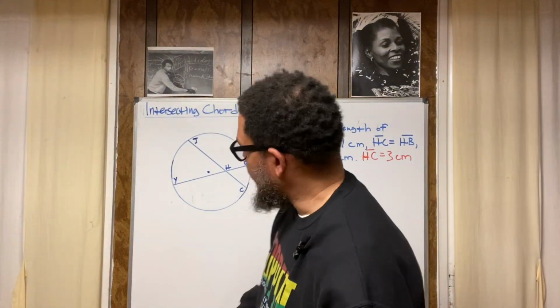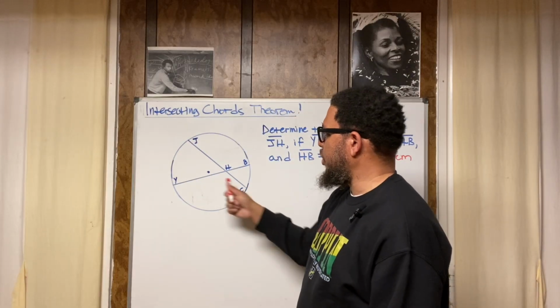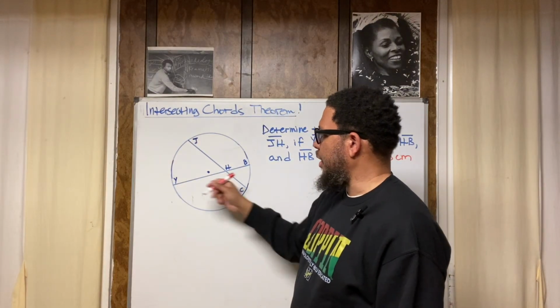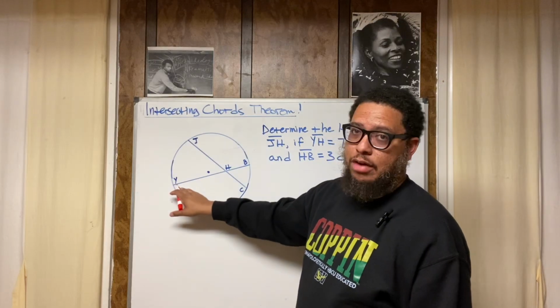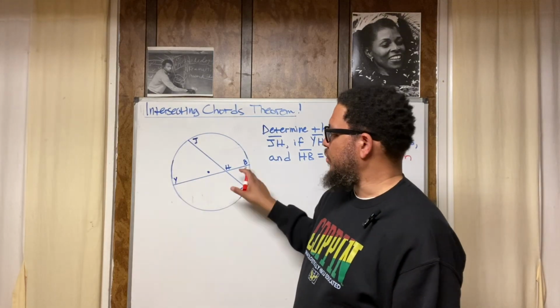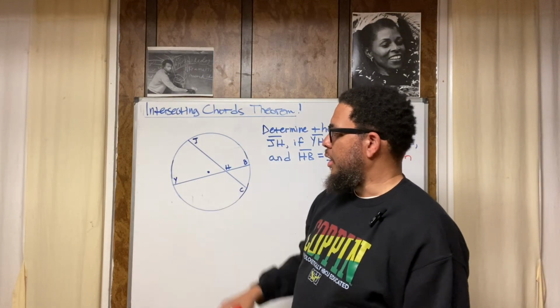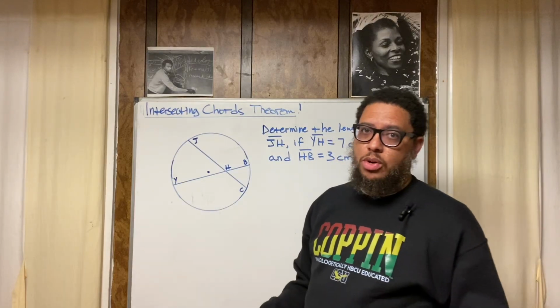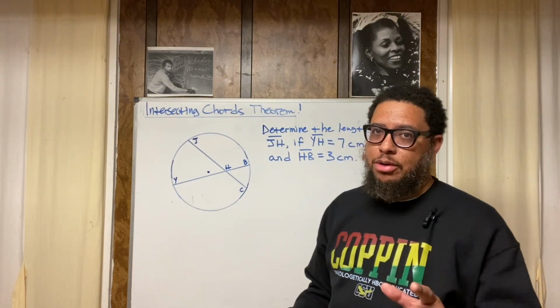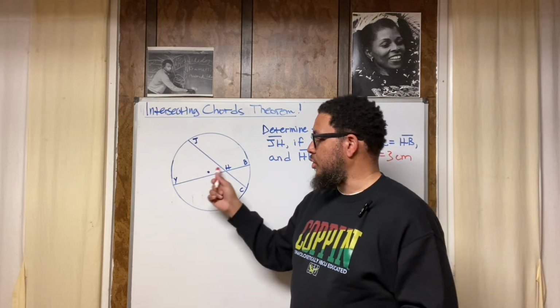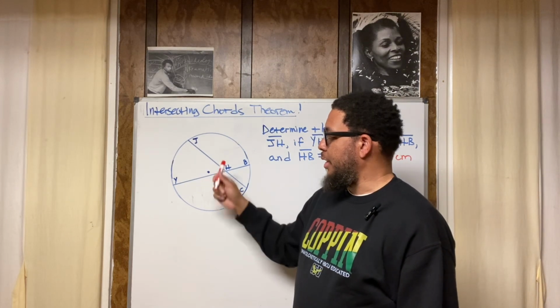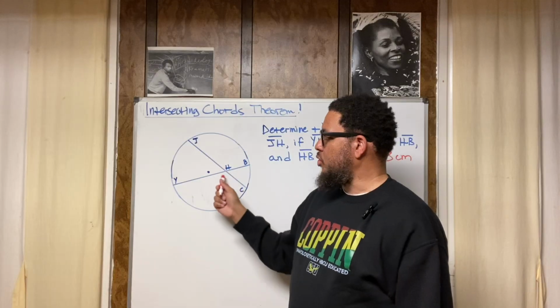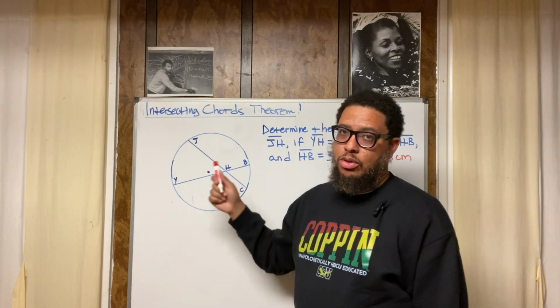Now, what does the intersecting chords theorem say? Well, first of all, JC is a chord and YB is a chord. Chords are found inside of a circle and they touch two points of a circle. That's what a chord does. A diameter is a chord, a special chord, because a diameter is the only chord that goes through the center of the circle. See this point right here? This is the center of the circle. So this is not a diameter. How do you know that? Because neither of these chords goes through that point.